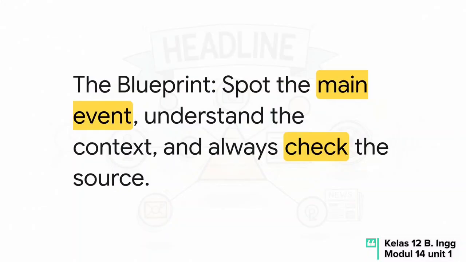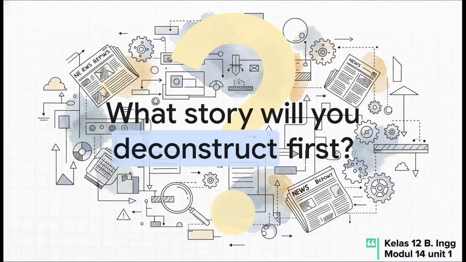So here is your takeaway. Your mission, should you choose to accept it. The next time you open a news article, try this. Look for those 3 ingredients: the main event, the background context, and always check the sources. I promise, it will completely change the way you read the news. This formula is literally everywhere once you start looking for it. So I'll just leave you with this one question. Now that you have the blueprint, what story are you going to deconstruct first?